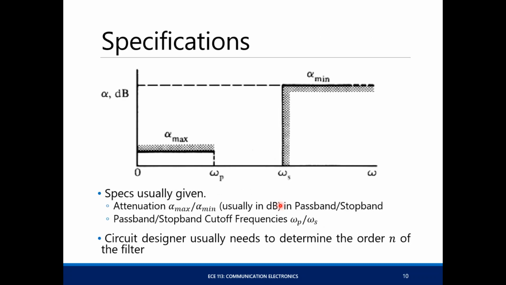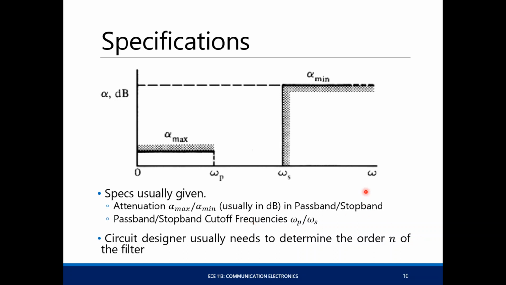To get the specifications for designing a Butterworth filter, you usually check first the maximum attenuation at the pass band and the minimum attenuation at the stop band. It's usually given in dB: alpha max for the maximum attenuation for the pass band, and alpha min for the minimum attenuation for the stop band, at some omega p, which is your pass band cutoff, and omega s, which is your stop band cutoff. So as a circuit designer, you usually need to determine the order n of the filter.